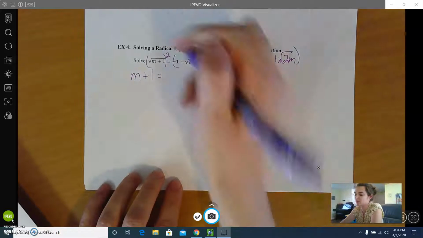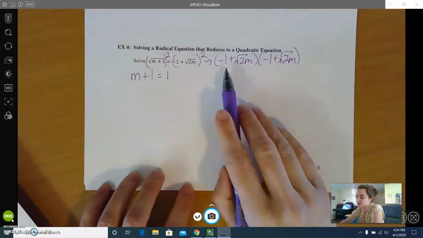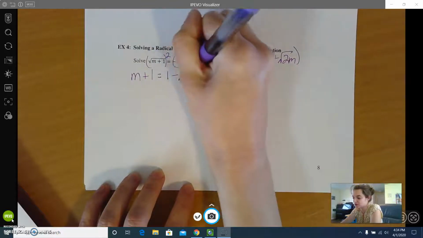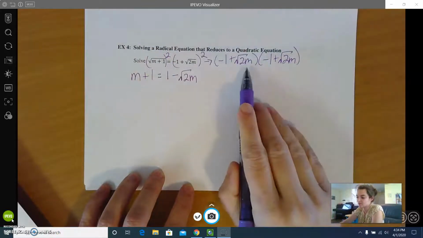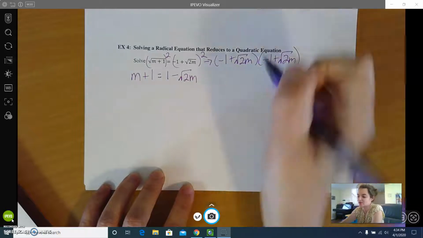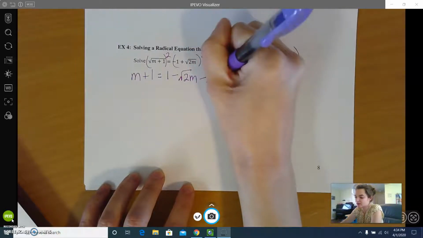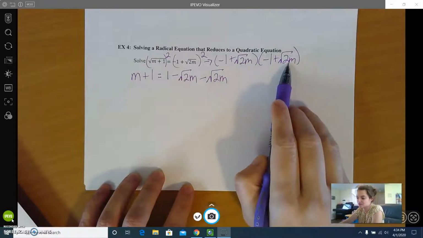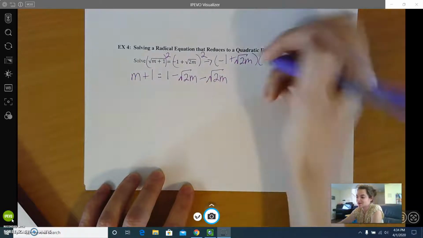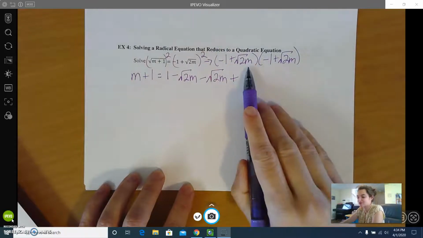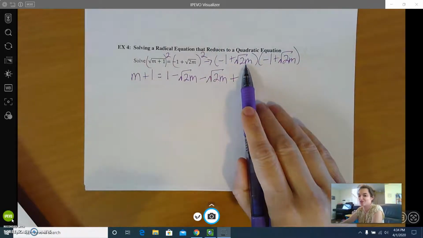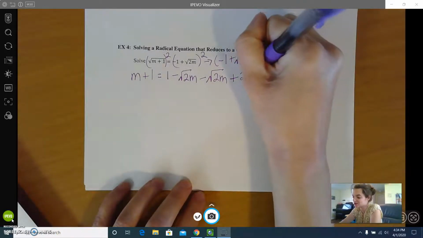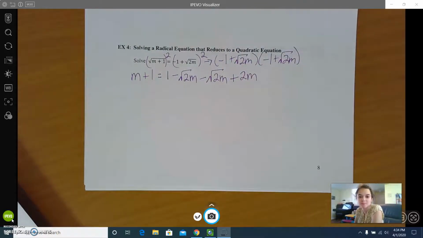Negative 1 times negative 1 is positive 1. Negative 1 times the square root of 2m would be negative square root of 2m. The square root of 2m times negative 1 is the negative square root of 2m. And the square root of 2m times the square root of 2m is a positive square root of 2m, the whole thing squared. So then that squaring and square rooting are going to undo each other. You're just left with 2m over there.